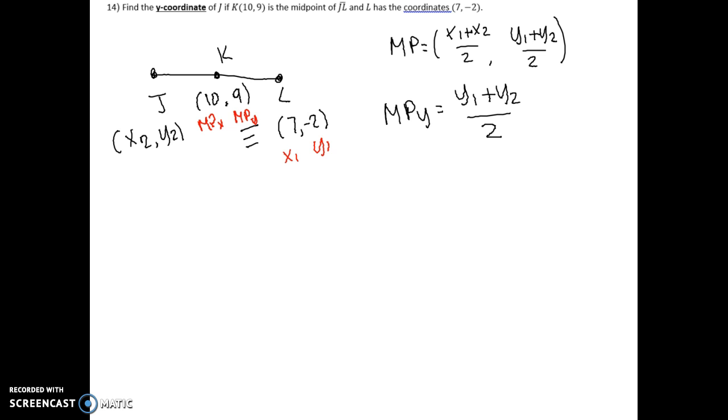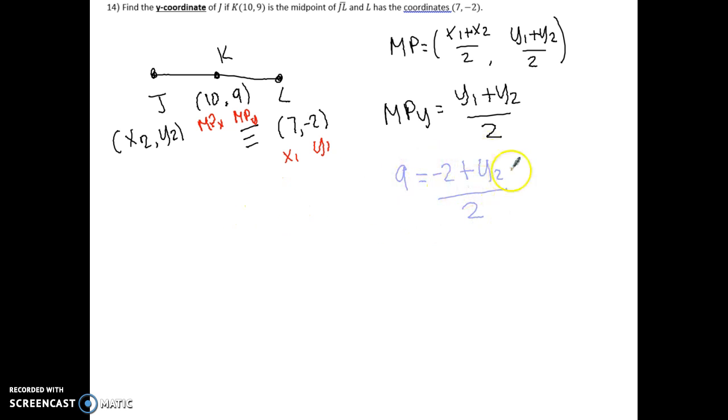Right, guys? I kind of messed up there a little bit. So let's start again or continue kind of where we left off. So yeah, we said MP of y was 9 equal to y1, which was 2, plus our y2, which is unknown for the moment, divided by 2.